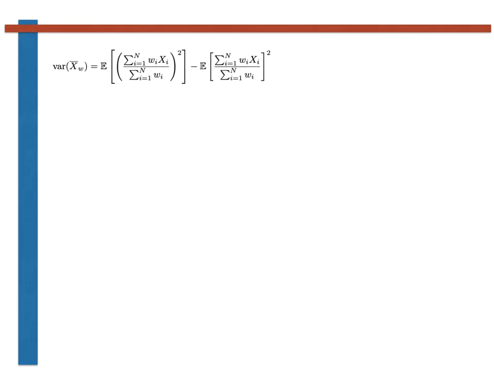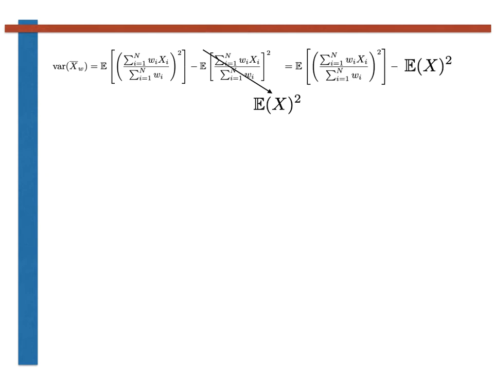Having determined the expectation of the weighted mean, let's move on to the variance of this quantity. This is obviously computed using the expression shown at the top of this slide. Furthermore, we can make some progress by recalling that we have just learned that the expectation of the weighted mean is equal to the expectation of x. The second term here thus simplifies to E of x squared, and we can rewrite what we are being asked to calculate as shown here.